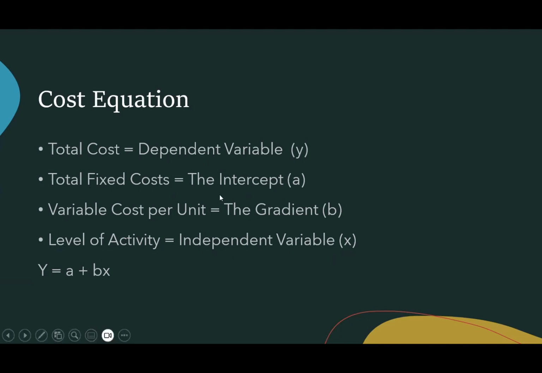The total fixed cost is called the intercept, which we represent with A. Variable cost per unit is called the gradient, which is B. So the more the variable cost, the gradient will keep on increasing. The fixed cost is the intercept, where the total cost starts in the graph.